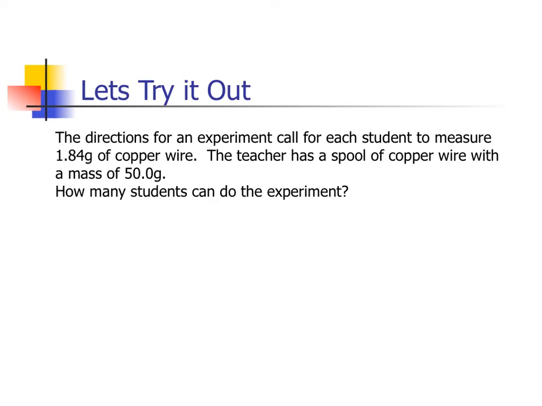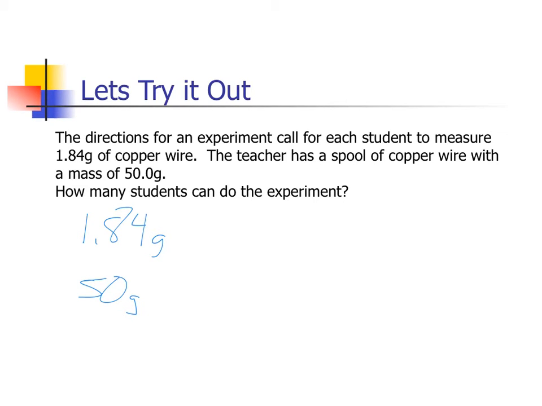So the directions for an experiment call for each student to measure 1.84 grams of copper wire. I have a spool of copper wire with a mass of 50 grams. How many of you can do the experiment? Am I going to have enough? And so again, looking at what I know, I need 1.84 grams of copper. I have 50 grams of copper. Well, how many people?